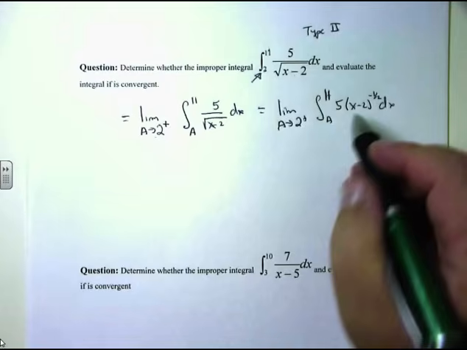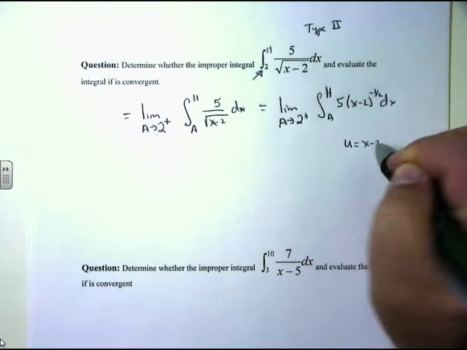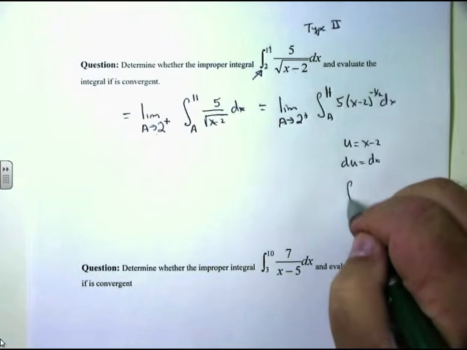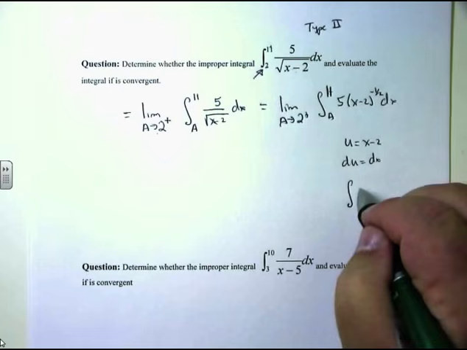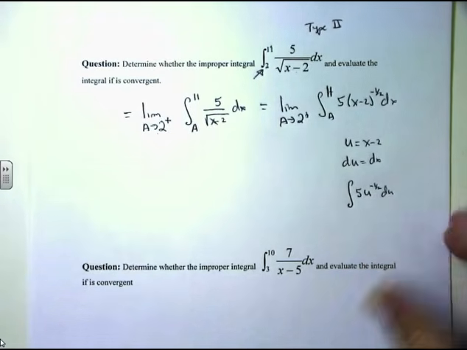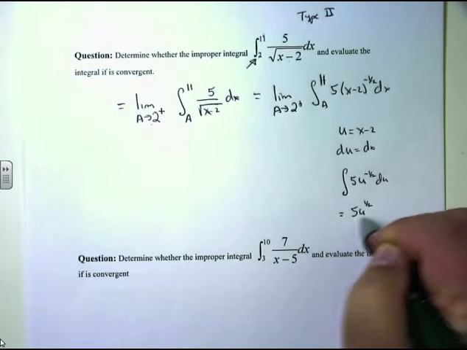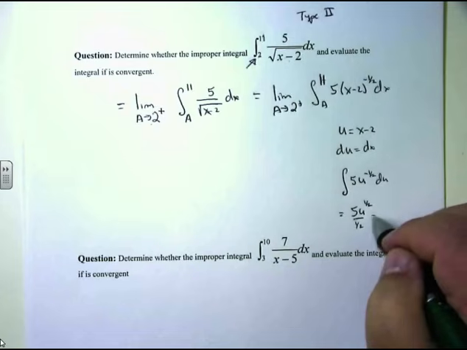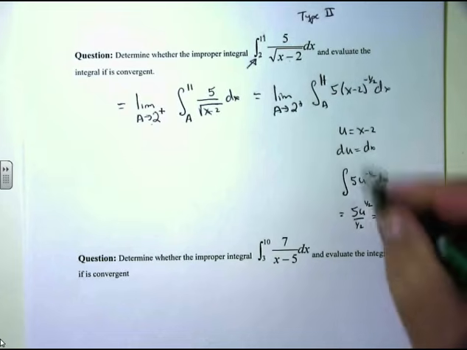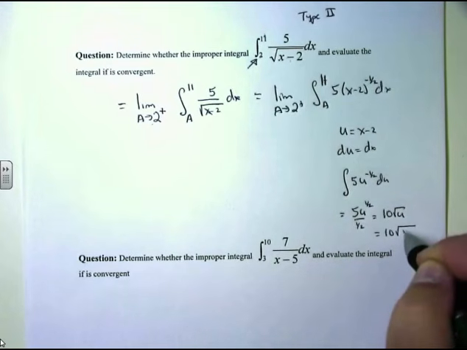Now, if I'm going to integrate this, I'm going to use u substitution. u would be equal to x minus 2, du equals dx. So this would turn into the problem: 5 is a constant, it holds over. This is u to the negative 1/2 du. Integrate it. This is 5u to the 1/2 over 1/2. Cleaning them up, invert and multiply. This will be 10 square root of u when you clean them up. And when I back substitute, that'll be 10 square root of x minus 2.